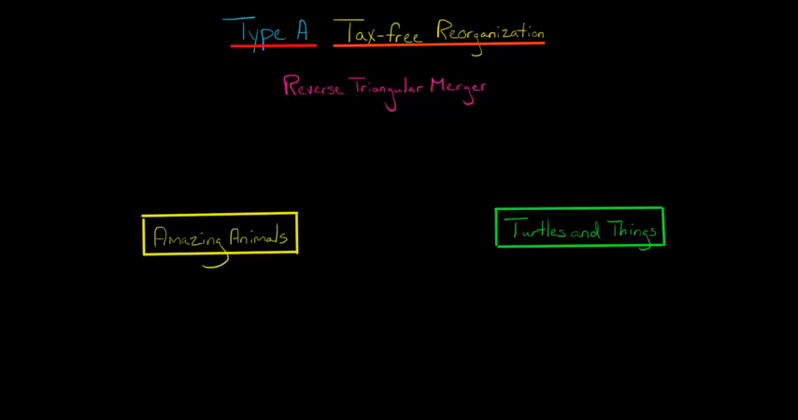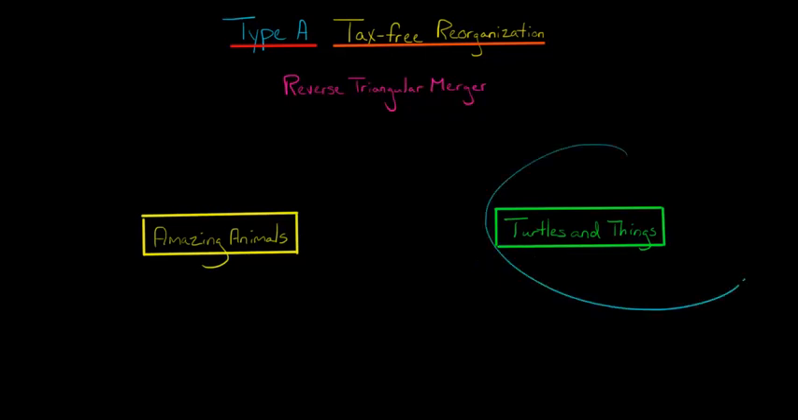In this video, we're going to talk about the reverse triangular merger, which is a type A tax-free reorganization. So let's say that you're the director of a corporation called Amazing Animals that runs retirement homes for animals, and you decide that you want to acquire another firm called Turtles and Things that runs retirement homes specifically for turtles and snakes and so forth.